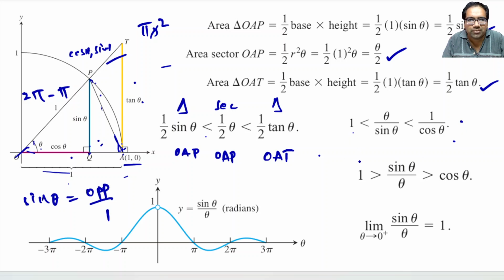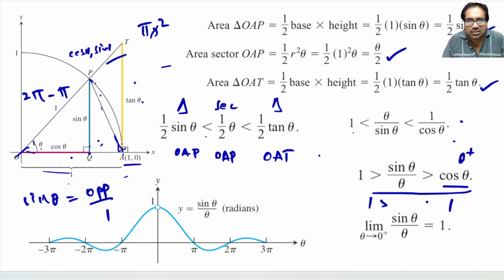Now, let us just reverse this. 1 by 1 is anyway 1. If we reverse this, obviously the signs will change. It becomes 1 greater than sine theta by theta greater than cos theta. Okay. So we have found another inequality. Now, let us use our sandwich theorem. Cos theta, when theta is tending to 0, is equal to 1. Theta is tending to 0 from the positive side, because so far we are concerned about theta which is positive only. Then, when theta is tending to 0 from the positive side, cos theta is equal to 1.